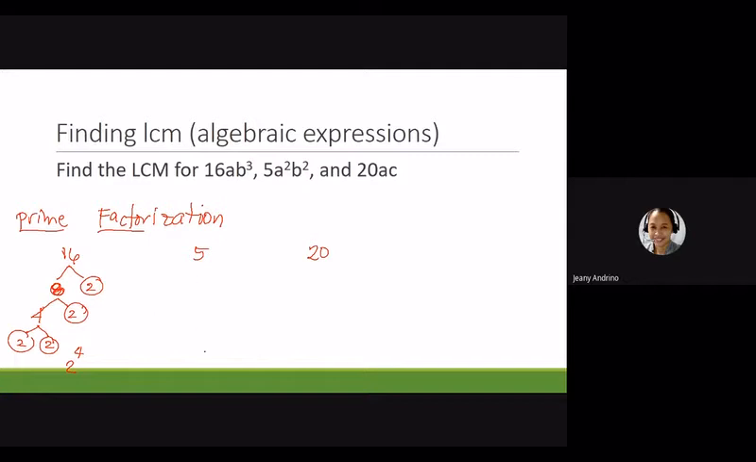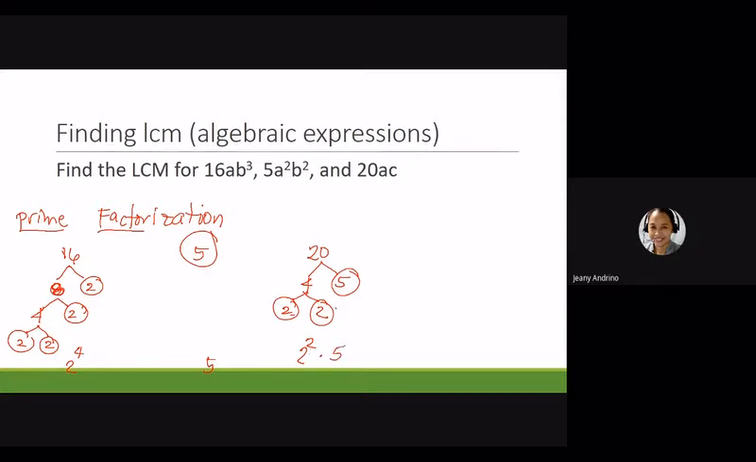Now, since 5 is already prime, we do not branch it out, but we simply copy it there. And 20 is not prime, so we branch out. This can be 4 and 5. 5 is prime, 4 is not, so we branch out. So this is now 2 and 2. 2 is prime. So we can now write our prime factors. We have 2 squared because there are two 2's in there, and then multiply that to your 5.